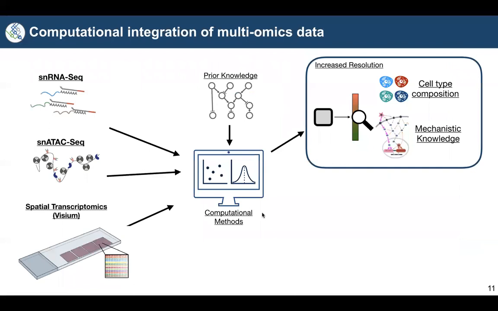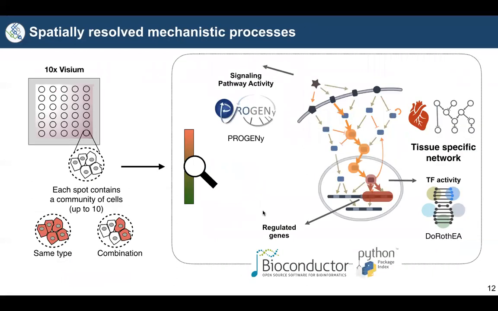To complement the information about cell composition in each slide, we also extracted mechanistic knowledge from each spot. For this task, we employed our tools to estimate signaling pathway and transcription factor activities from transcriptomics data, PROGENy and DoRothEA respectively. Both methods rely on the idea that gene expression can be understood as a consequence of a cellular process. Hence, we use it as a footprint to estimate these activities.